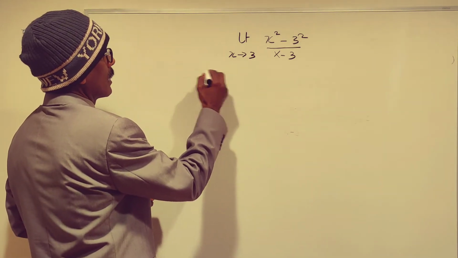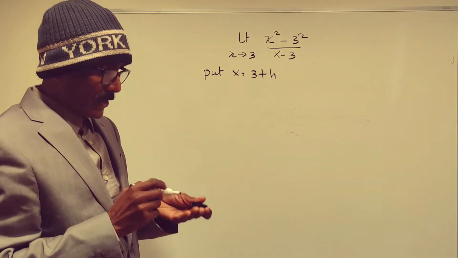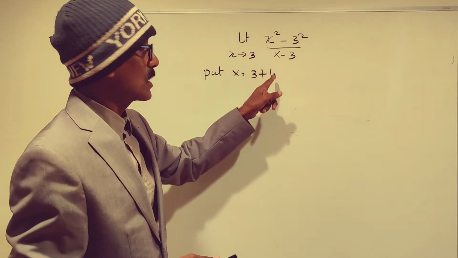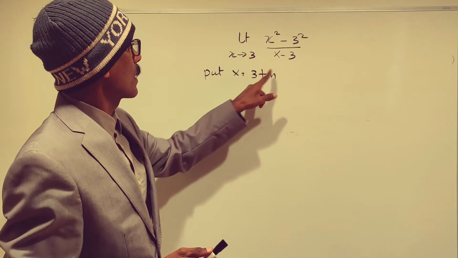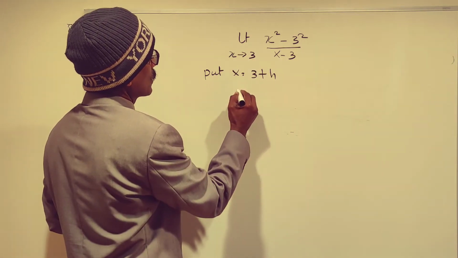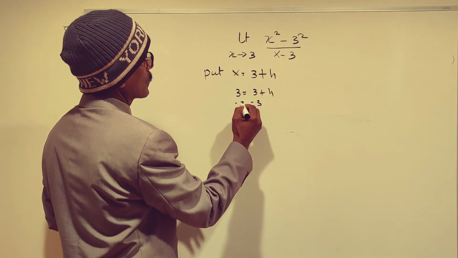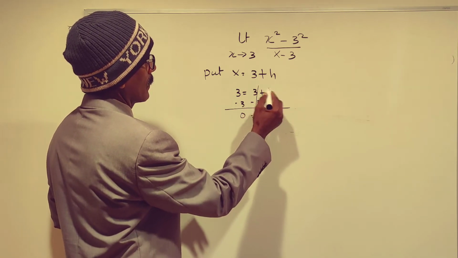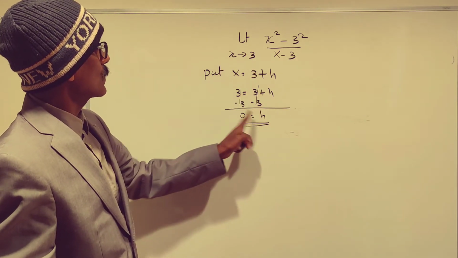Substitution method, put x is equal to 3 plus h. We are going to convert x function into h function, a new function. Where did you get that 3? 3 is from here. If it is 2, 2 plus h. If it is 7, 7 plus h. You got it? So when x is equal to 3 plus h, minus 3 on both sides, you get 0. 3 minus 3, 0. So h equals 0. So when x tends to 3, h also tends to 0.